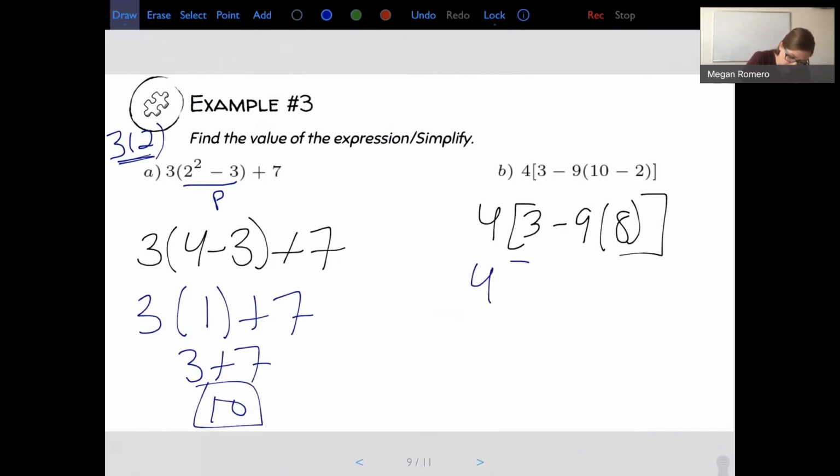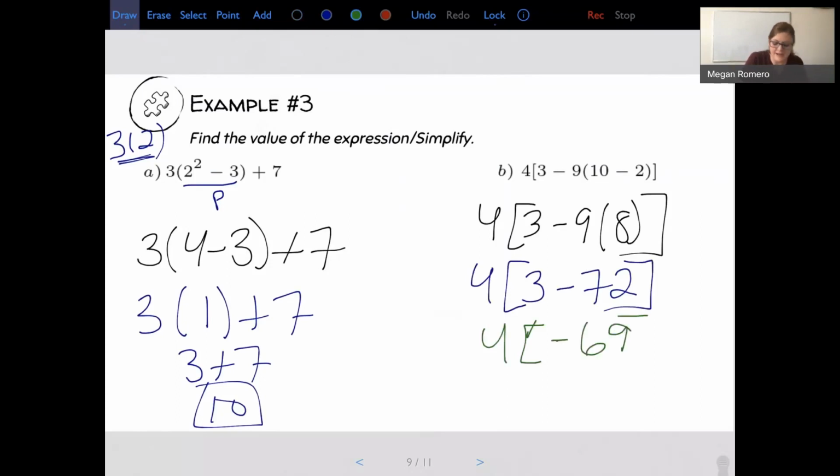4 times 3 minus 72. We continue to work in that group. 4 times 3 minus 72 is -69. And now it's multiplication. 4 is being multiplied by that quantity. You would just have to distribute it to everything if you were going to go about it that way. So that's why we do the groups first, everything in there, and then apply what's remaining. 4 times negative 69 is negative 276.